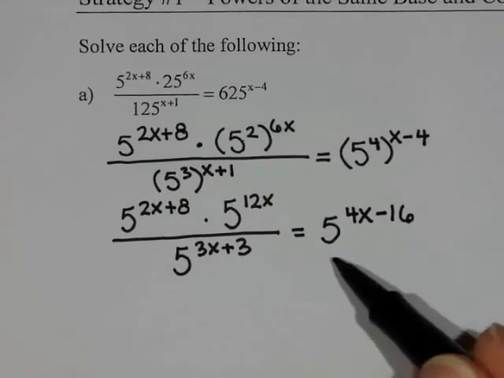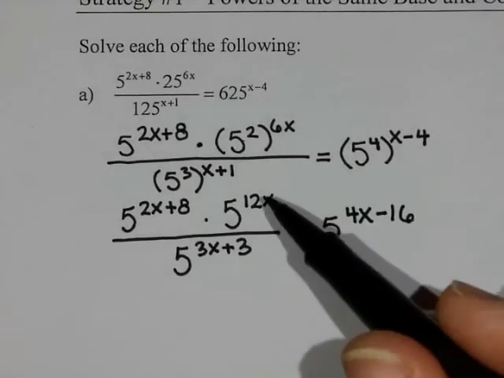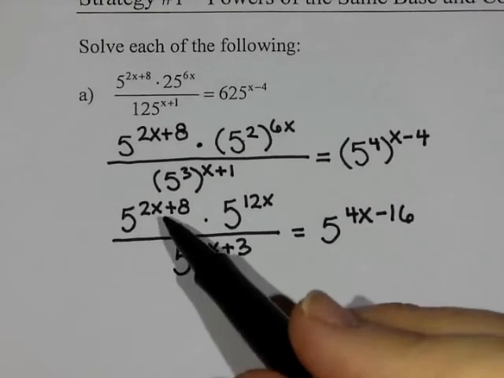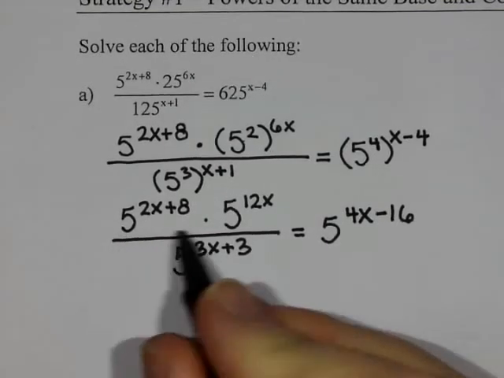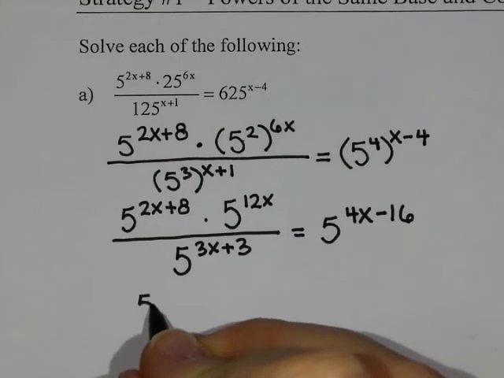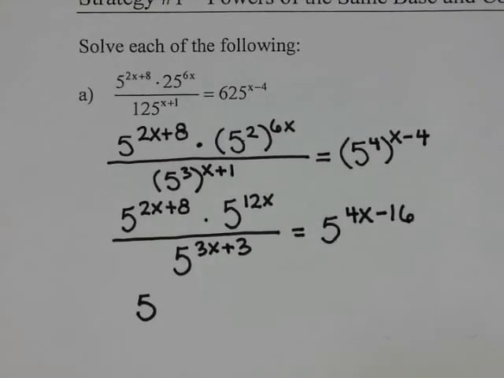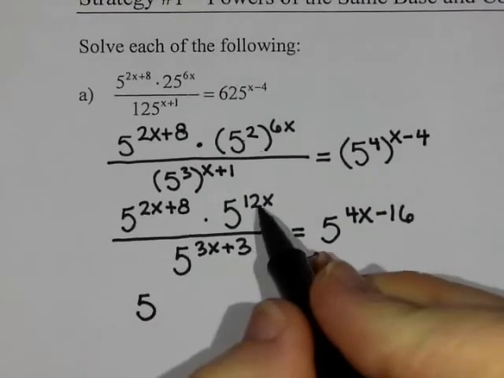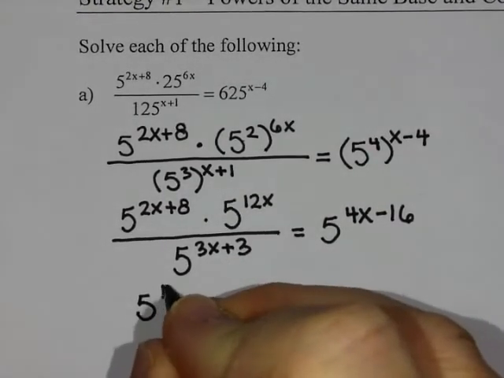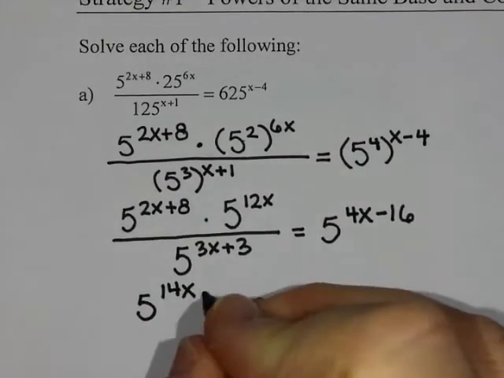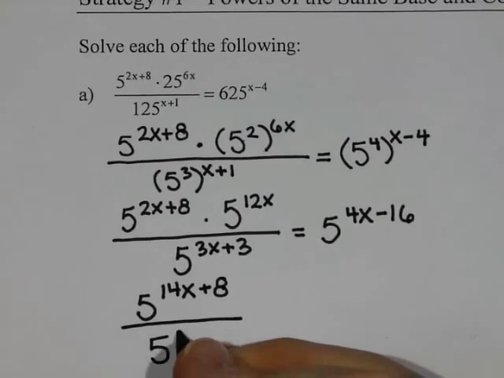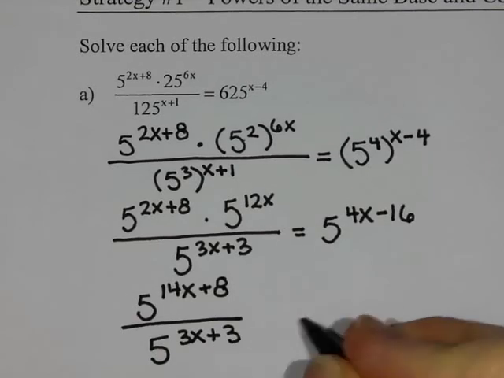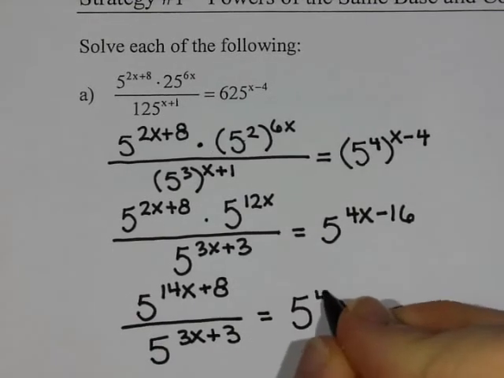On the right-hand side, there is just one power. But on the left-hand side, I have 3 different powers, 2 that are being multiplied and 1 that's being divided. So I can use some exponent laws to simplify the left-hand side. In the numerator, when you multiply 2 powers with the same base, you can add their exponents. So 2x plus 8 plus 12x, I'm going to put like terms together. 12x plus 2x is 14x, and the 8 is the only constant, so it's just plus 8. In the denominator, I have 5 to the power of 3x plus 3. And that still equals 5 to the power of 4x take away 16.